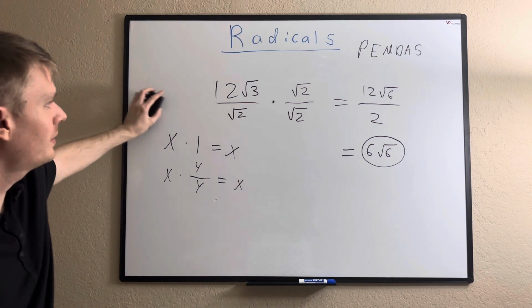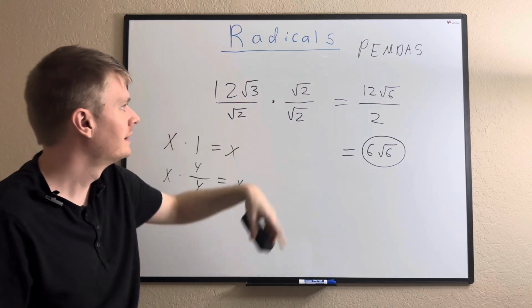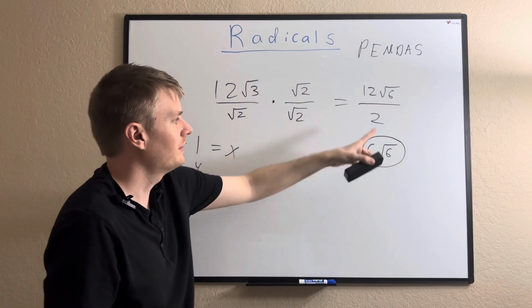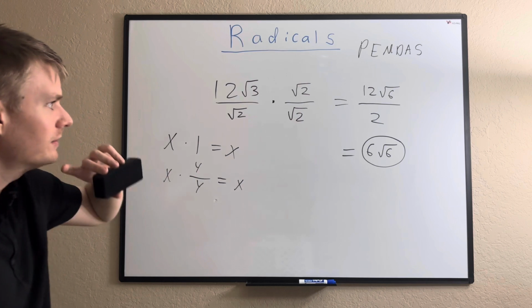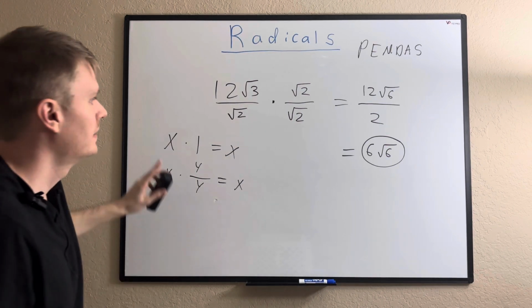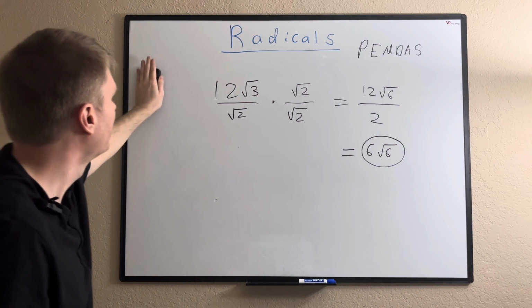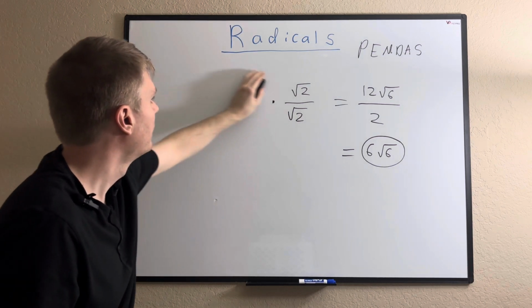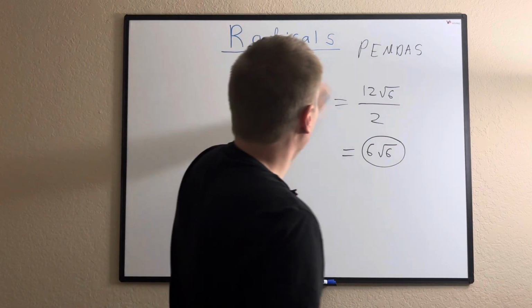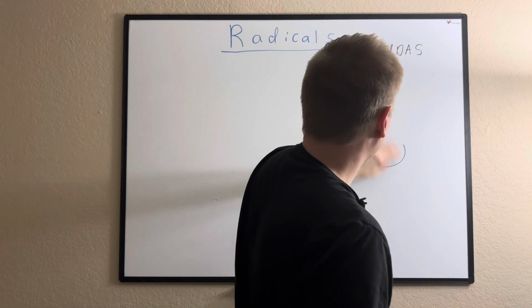See how easy that was? All we did was multiply by 1. And then double checked ourselves. Wait a minute. Yep, we can divide that. And that is it simplified. All right.